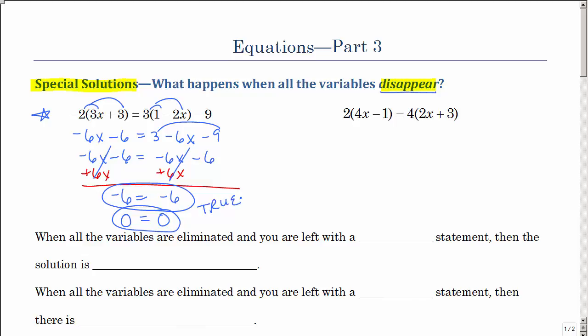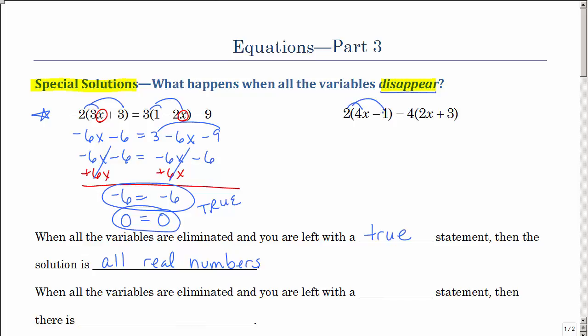That is not the solution. When all the variables are eliminated and you are left with a true statement, then the solution is all real numbers. Again, if you have a true statement, then the solution is all real numbers. What does that mean? It means you can plug in any number you want for x, and it's going to work. How cool is that? All right, let's look at this other case.